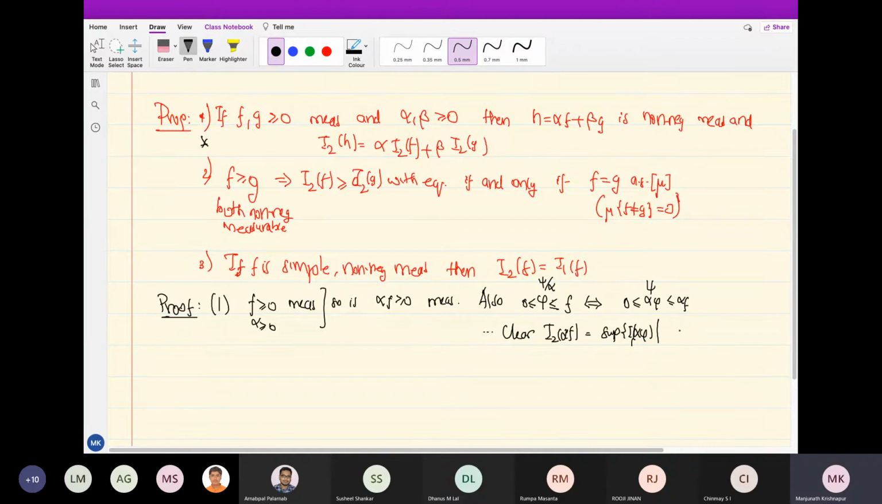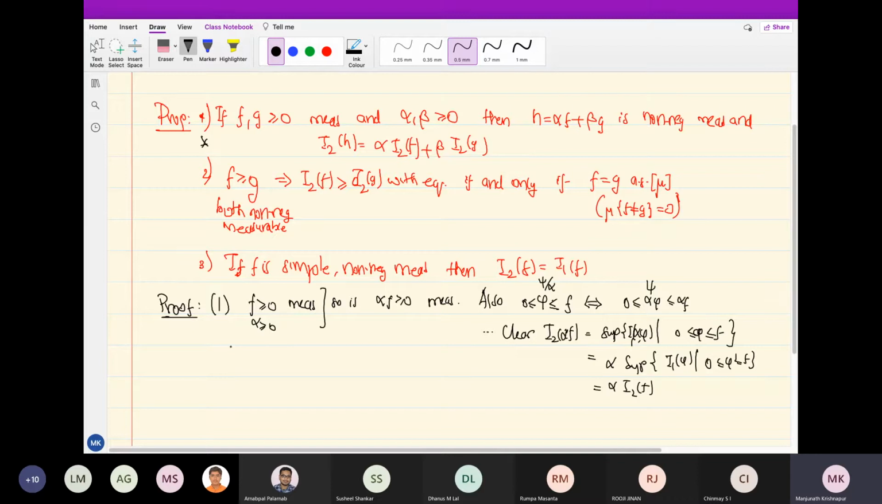Supremum of I1 of alpha phi, where phi is sandwiched between 0 and f. Instead of taking simple functions sandwiched between 0 and alpha f, I am writing them as alpha phi, where phi is sandwiched between 0 and f. And I already know that I1 has the homogeneity property. So that brings alpha out of this and then out of this. So I will write it as alpha times the supremum of I1 of phi, 0 less than or equal to phi less than or equal to f, which is the same as alpha I2 of f. So that way, under scalar multiplication, it is okay.